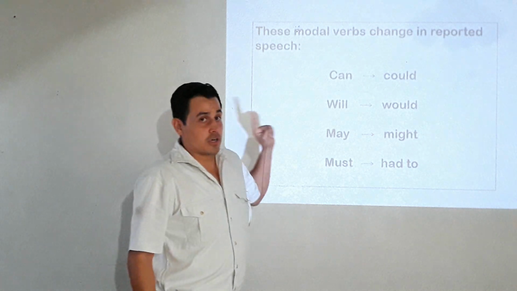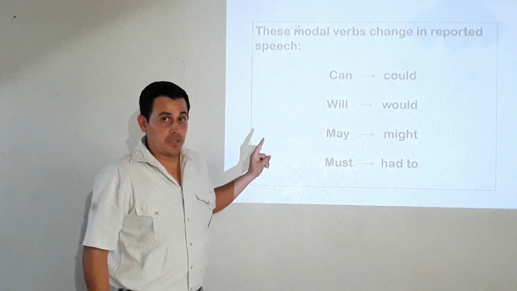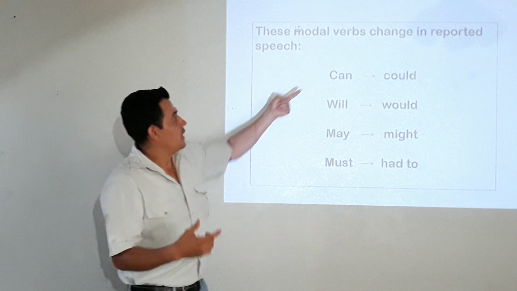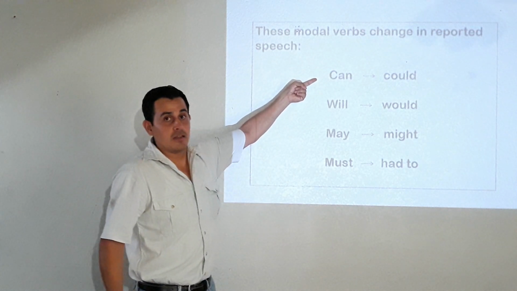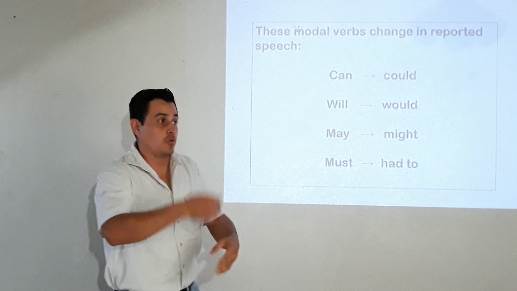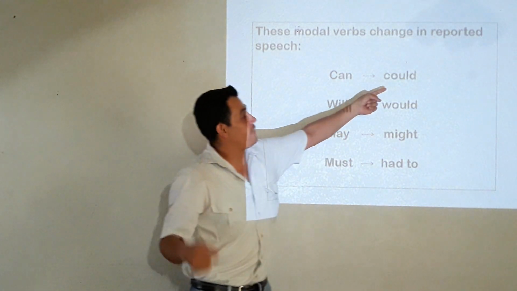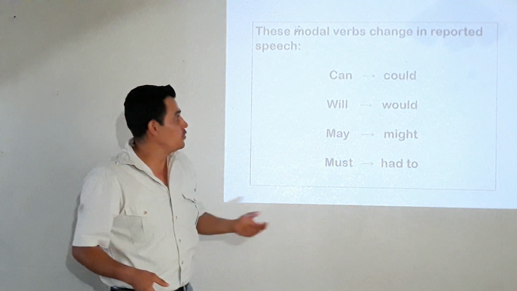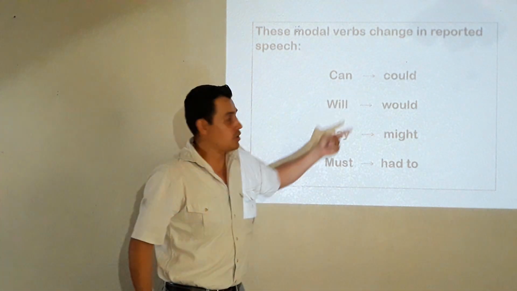These modal verbs change in reported speech. If someone gives you a message and they use can, when you pass it on, you have to use could. That is the transition that you need to do. Example, can goes to could.